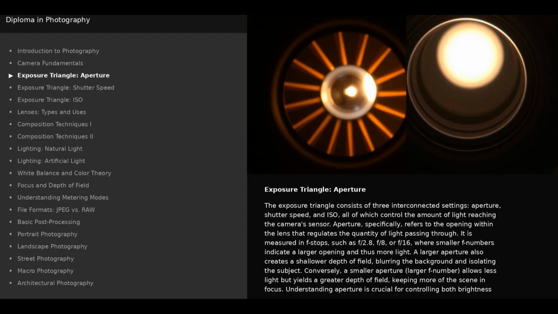It is measured in f-stops, such as f2.8, f8, or f16, where smaller f numbers indicate a larger opening, and thus more light. A larger aperture also creates a shallower depth of field, blurring the background and isolating the subject. Conversely, a smaller aperture, larger f number, allows less light but yields a greater depth of field, keeping more of the scene in focus. Understanding aperture is crucial for controlling both brightness and creative focus.